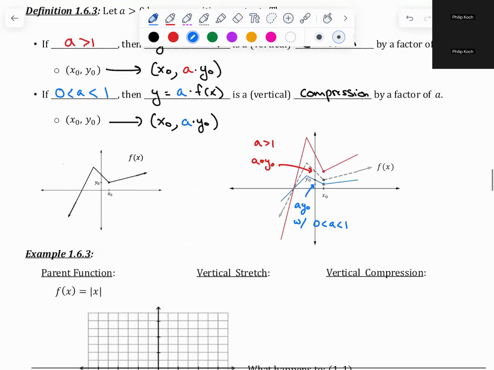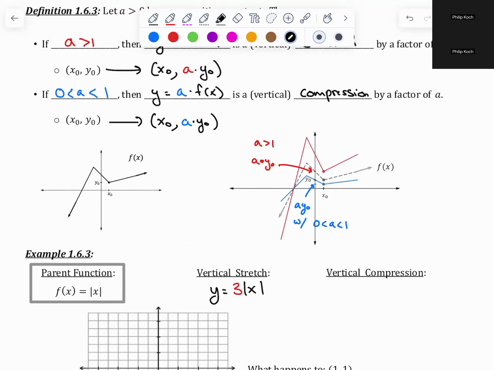So as an example of this, once again, our parent function, I'm going to draw in black. It's the absolute value function. A vertical stretch, let's look at something like y equals 3 times the absolute value of x. We'll draw that one in red. And then we'll do a vertical compression. We'll do something like y equals 1/2 absolute value of x. So it's happening on the outside of the function.